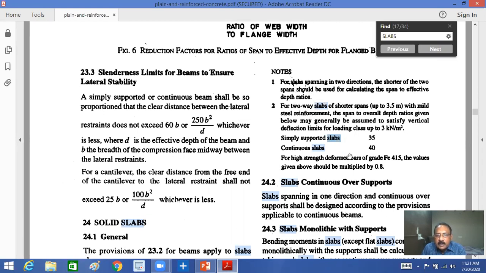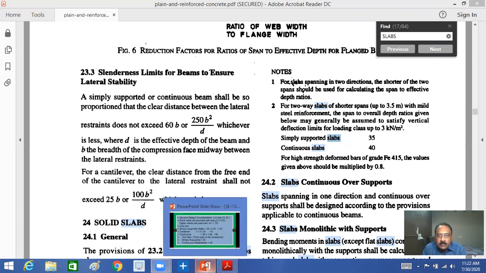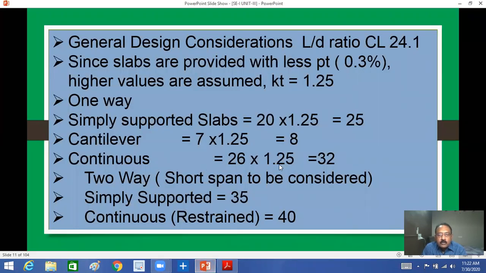See, this is the way we have to consider. In the same way, here 35 for simply supported and 40 for continuous two-way slabs. So you must be careful. For simply supported 35 for a two-way slab and 40 for continuous. This is the codal provision.